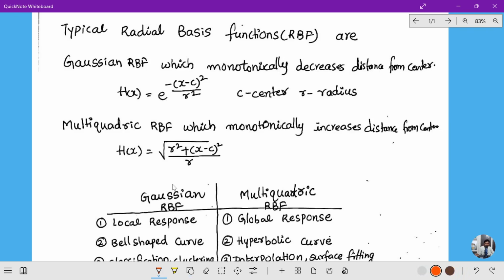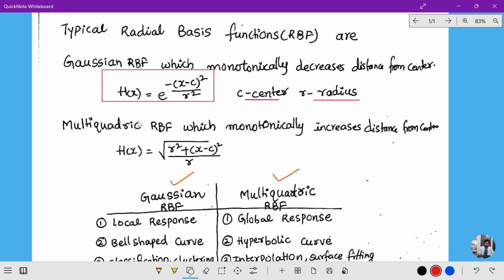First one is called Gaussian and second one is called multi-quadratic. But when it comes to Gaussian, how to find this formula? You can see Gaussian radial basis function monotonically decreases with distance from the center. So it is going to decrease with the distance here. The formula is h(x) = e^(-(x - c)^2 / r^2). Here c is the center and r is also called the radius.